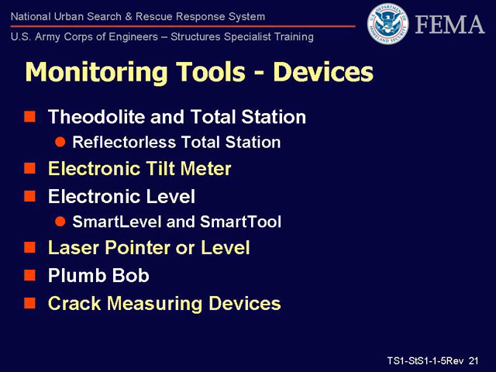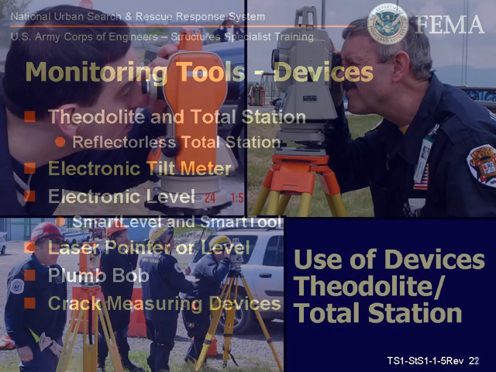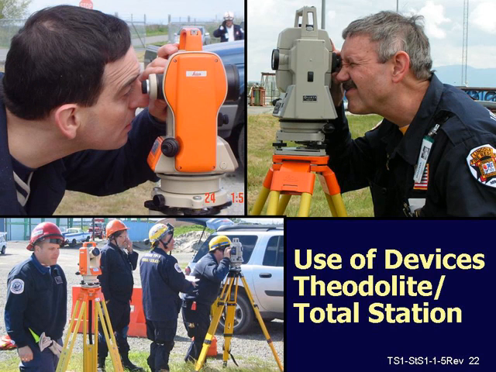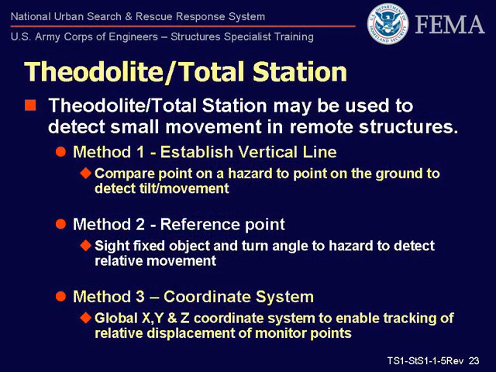The various tools that can be utilized for monitoring are theodolite and total station, electronic tilt meter, electronic level, smart level and smart tool, laser pointer or level, plumb bob, crack measuring devices. For the purpose of this learning video, we are going to focus on the theodolite total station. There are at least 3 different methods for monitoring with this instrument that is typically used only for surveying.